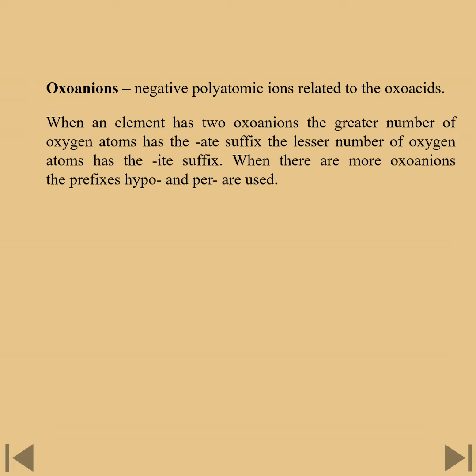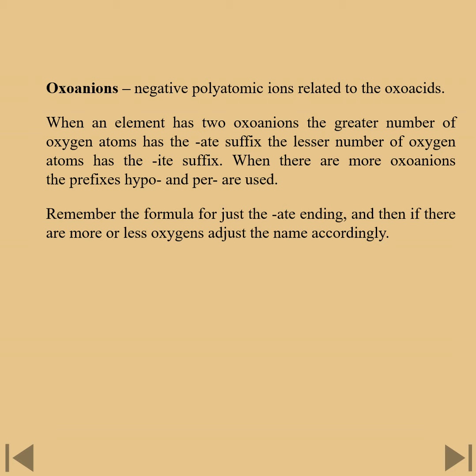If we have 2, then the one with the greater number of oxygens has the -ate suffix, and the one with the lesser number would have an -ite suffix. Now what if we have even more oxygens, or less? Well, if we have one more than the -ate suffix, then we have a per- that's going to sit out front, as in perchlorate. And if we have one less than the -ite, then we have hypo- sitting out in front, and so there's hypochlorite.